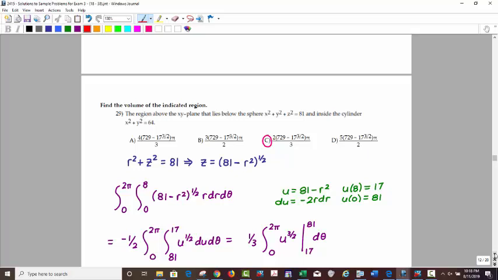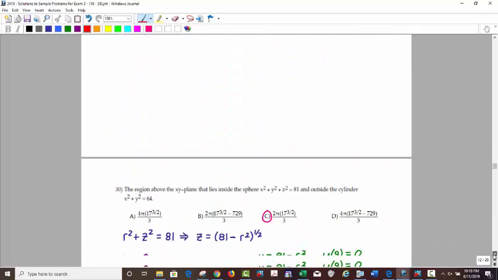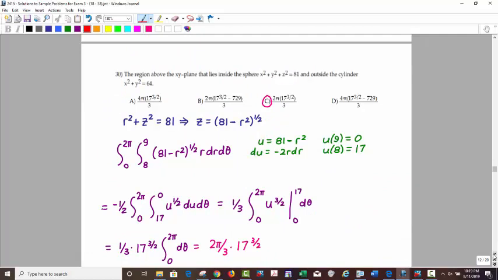So basically it's a cylinder inside of a sphere. This time we're trying to find the volume outside that cylinder, but still in the sphere. So this one, really the only difference is r. Everything else is pretty much the same.